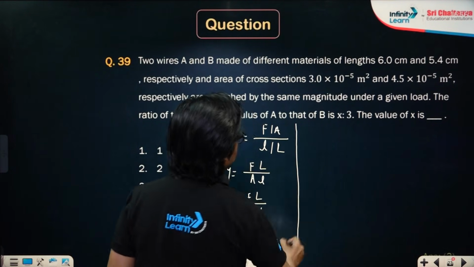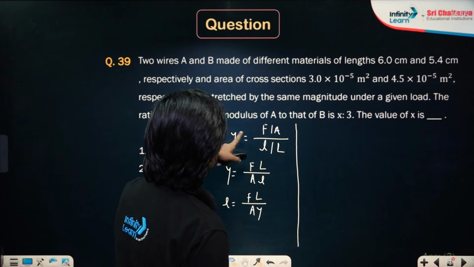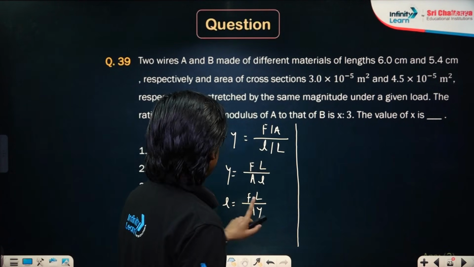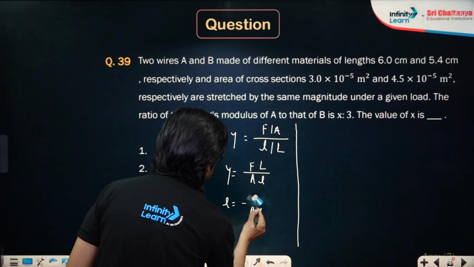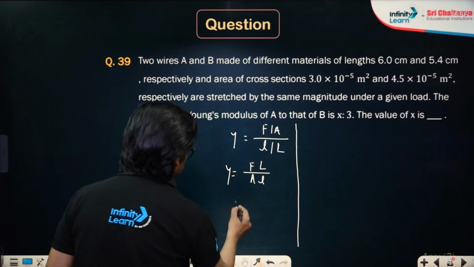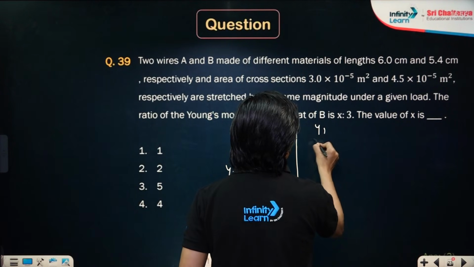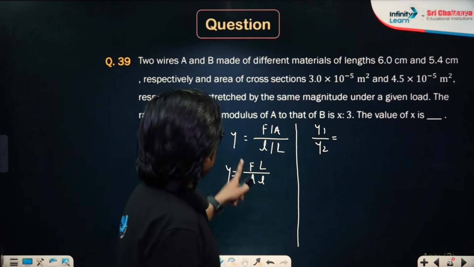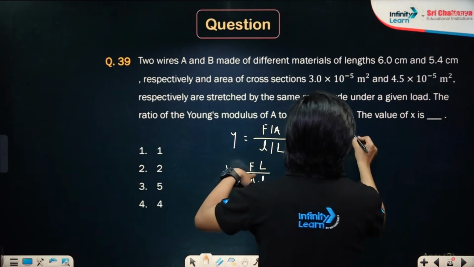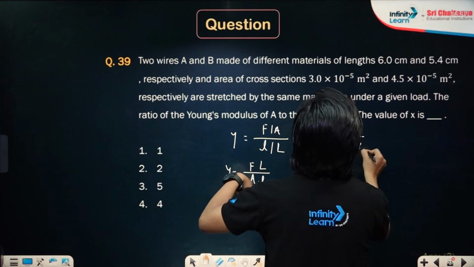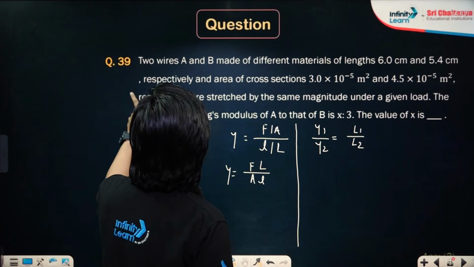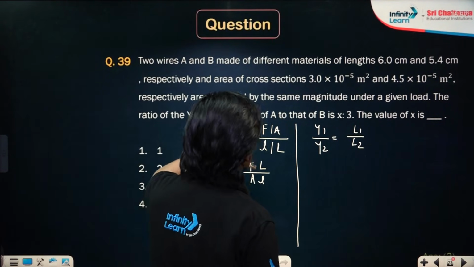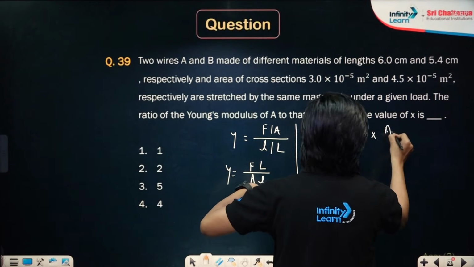Using this, what you can do, so the ratio of the Young's modulus is this. Let me write only up to this part. Now you can write Y1 by Y2 as the Young's modulus. They have given the load is same, so load will be cancelled out. You are left with L1 by L2. Lengths are different. Cross-sectional areas are different. So you have A2 by A1.